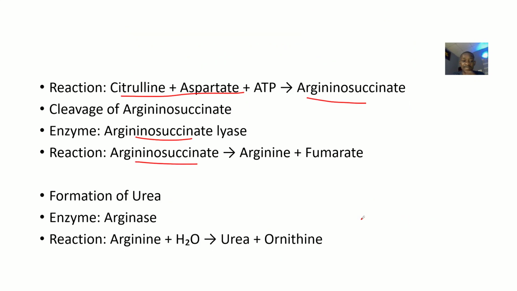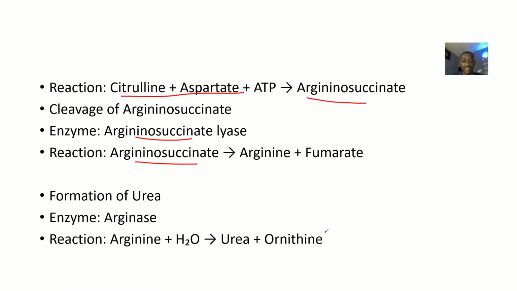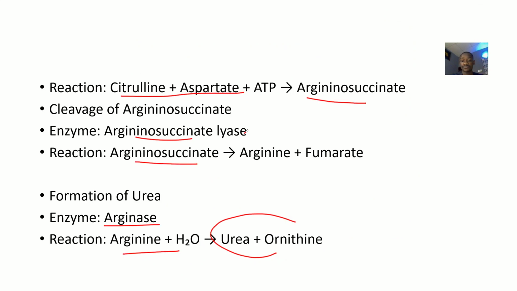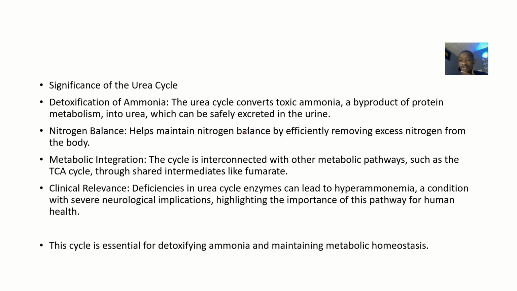Then what is the next step? Formation of urea. The enzyme there is arginase. Water will be added to arginine to form urea and ornithine. The ornithine can now go back and combine with carbamoyl phosphate so that the cycle continues. You get? This image is a nice one for revision, and even for learning how to draw.